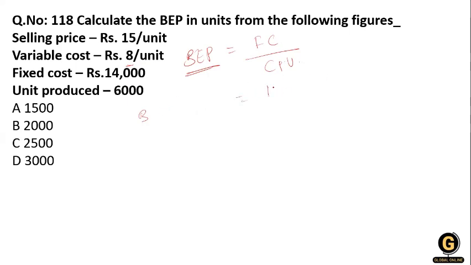So what is the fixed cost? That is 14,000. Okay, contribution per unit means from the selling price per unit we subtract the variable cost. That means from 15 we subtract 8. So what will it be? It is 7. So 7 is our contribution per unit. Okay, this is per unit. So when we solve it, we will get 2000. Okay, so option number B is right over here.